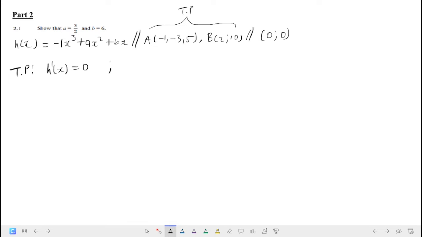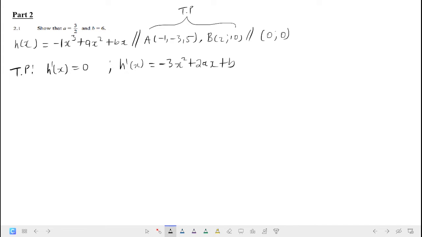So this means we need to first find the derivative of h of x. What is the derivative of h of x? The derivative of h of x is going to be minus 3x squared plus 2ax plus b, right?